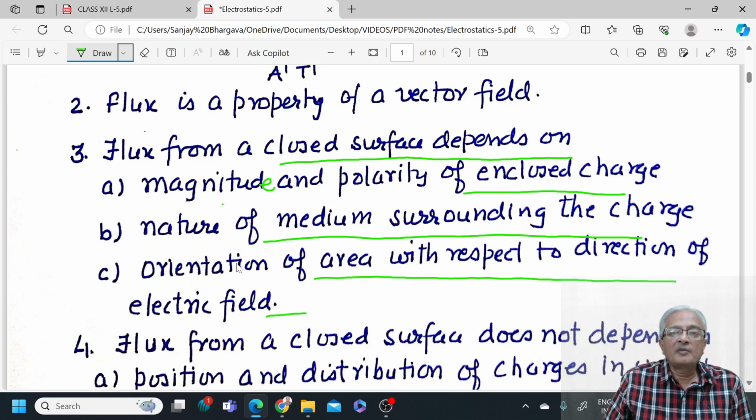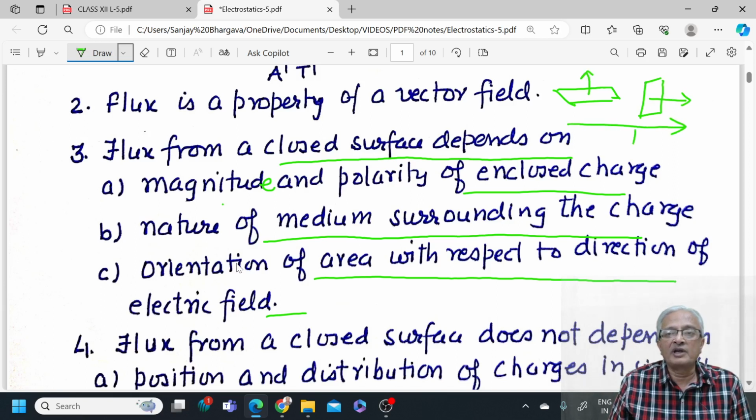So I can imagine an area like this. Then in this case the direction of the normal is like this. I can also imagine an area like this. Then the direction of the normal is like this. Suppose this represents the direction of electric field. Then what happens? Through this situation the flux of the electric field would be maximum, and in this case the flux through this area would be minimum.